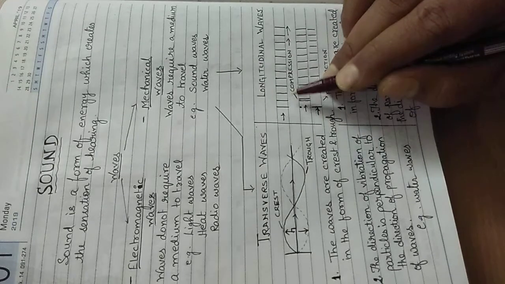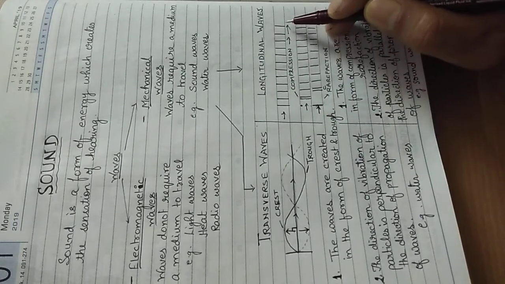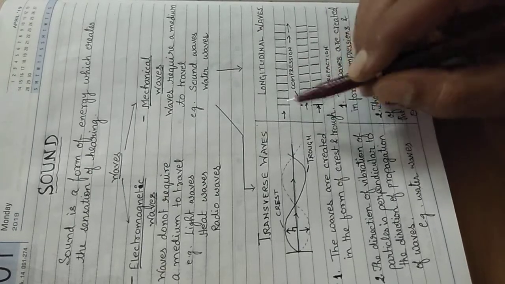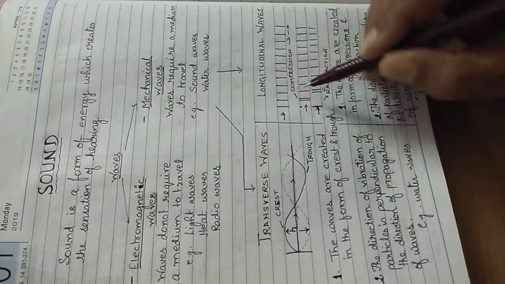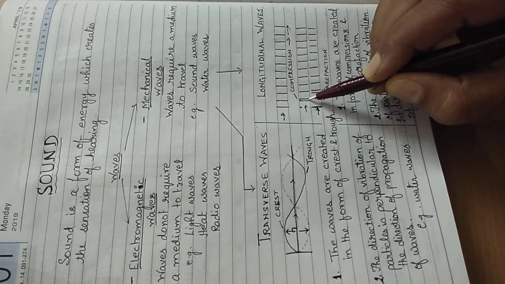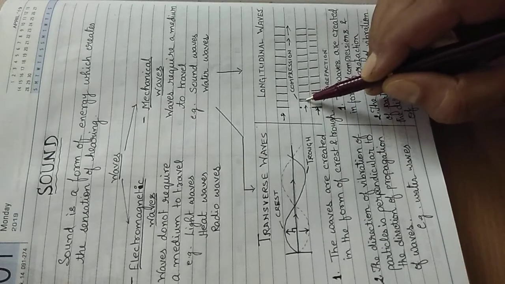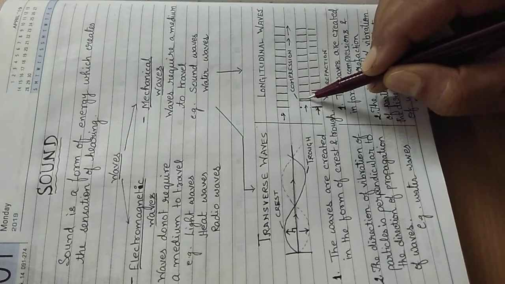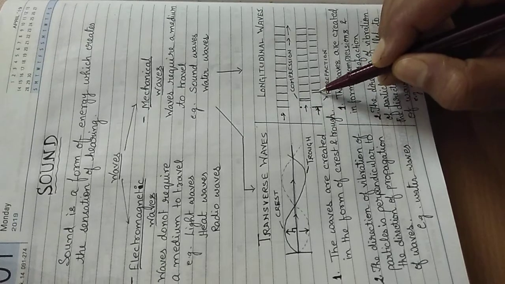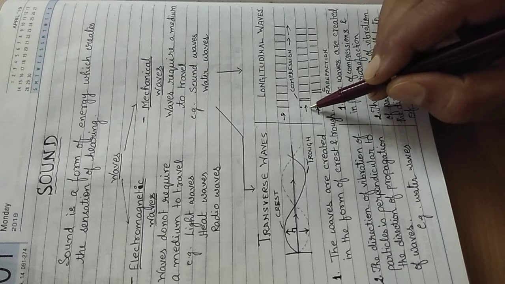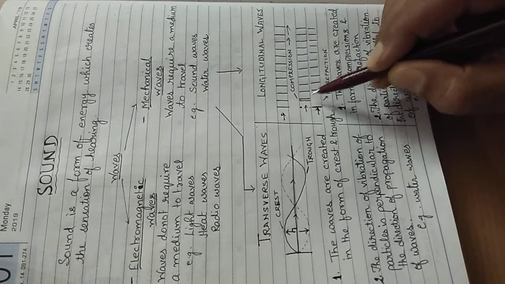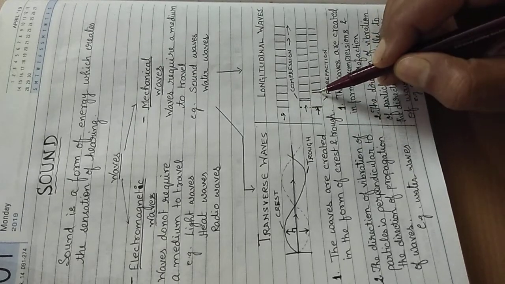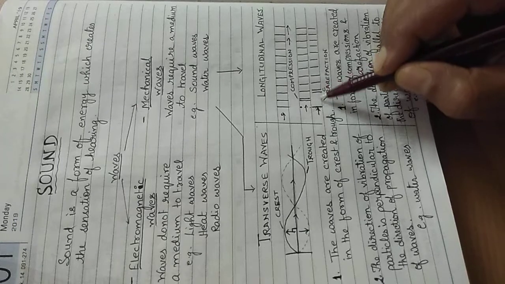Next we come to the longitudinal wave. Suppose these are particles which are equidistant to each other. They are not vibrating. Now someone gives a push here. What will happen? This first particle will come closer to the second particle, so it forms a region of compression. In the next moment, the second particle will go and hit the third particle, whereas the first particle will come back to its original position. So the compression travels forward and a gap is created behind it. This gap is called rarefaction.